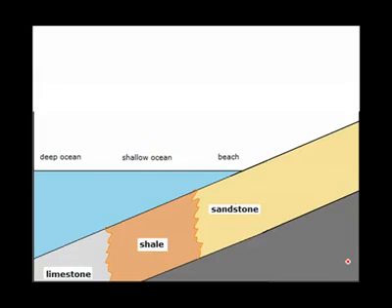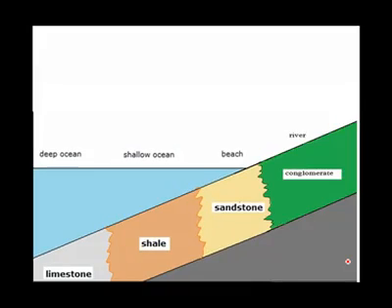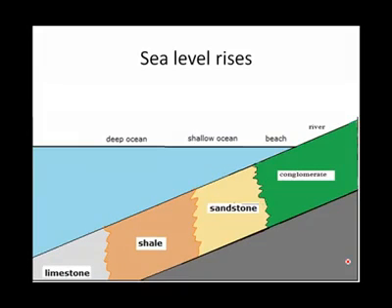Let's go back to our limestone, shale, and sandstone forming at the deep ocean, shallow ocean, and the beach. I'm going to add to this one more layer, a conglomerate that could have formed from rivers on the continent. Here we have our layers forming, and we're going to have sea level rise. Well, why did sea level rise? Could be a number of reasons.